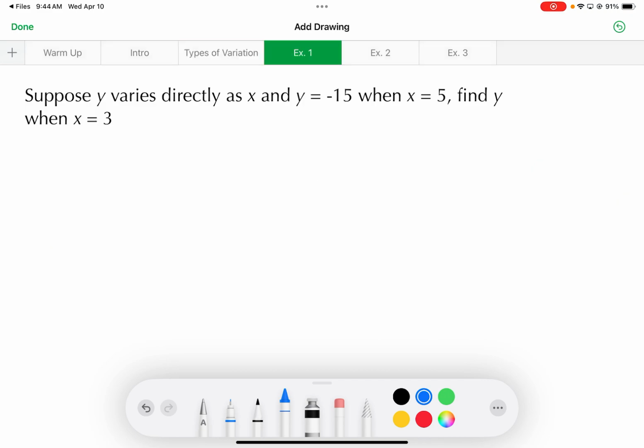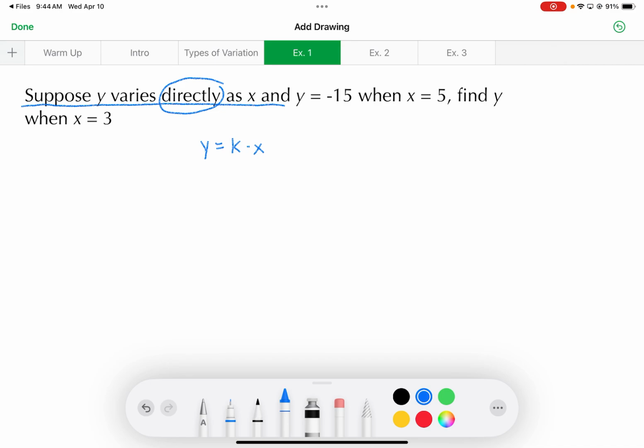All right, so example 1. Suppose y varies directly as x. So that statement is key, especially the word directly. That tells me to use this formula, our direct variation formula. We are told that y is -15 when x is 5, and we need to use that pair to come up with y when x is 3.